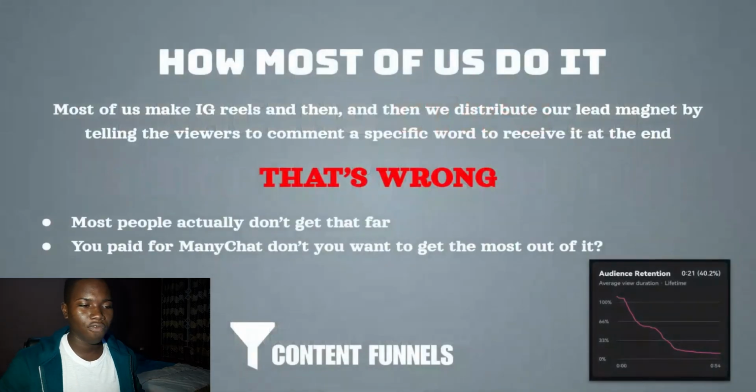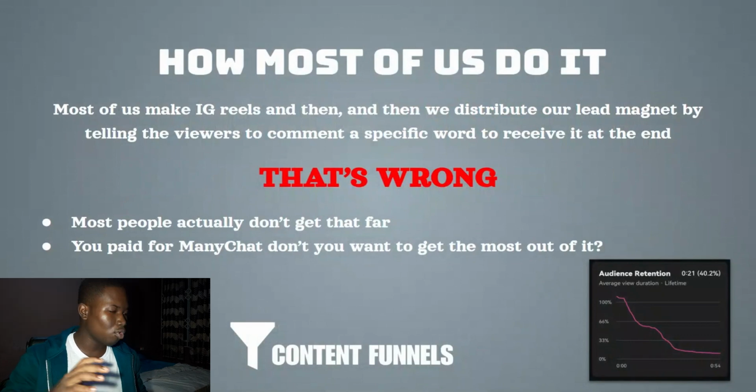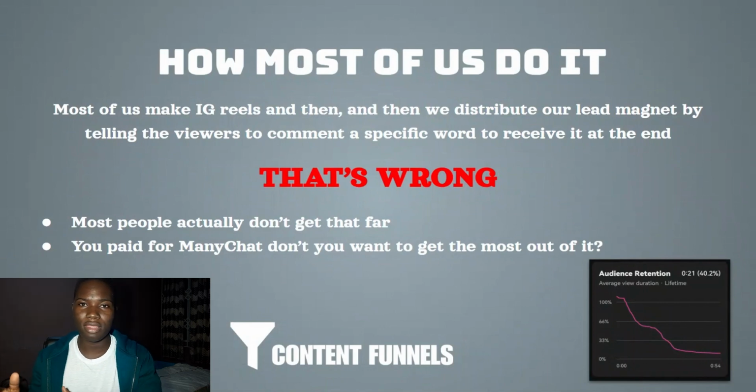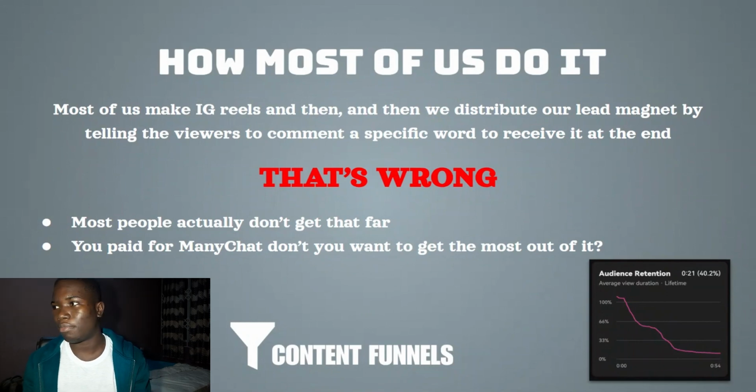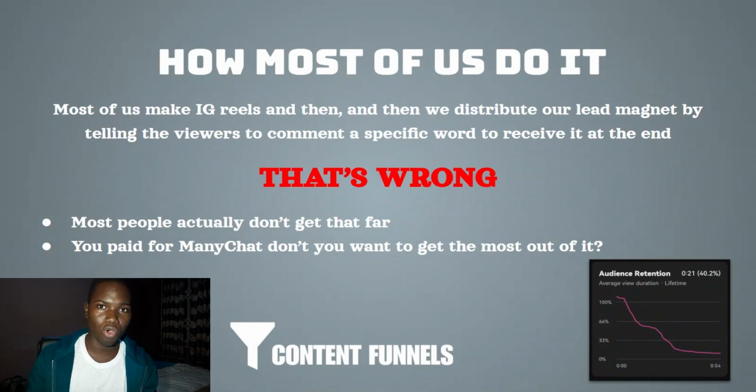Okay, how most of us do it. This is exactly how most of us do it. Most of us make the short form content video, make that piece of content. Then we put the CTA at the end of the video. After we're done giving all of the value, we put the CTA at the end: like, comment the word blah blah blah to receive a free guide or a free Notion document or the ChatGPT prompt, whatever.